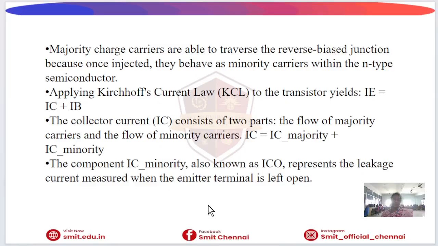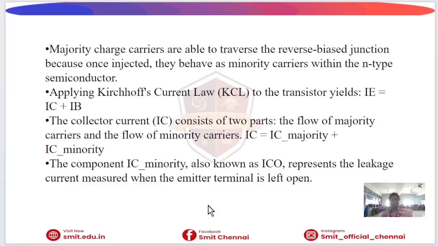So what are all the points we discussed today about the BJT? The transistor has three terminals, that is collector, base, and emitter, and it has two types, NPN and PNP. The base is a thin region and lightly doped, the emitter is heavily doped, and the collector is moderately doped. The current relation is emitter current IE is equal to IC plus IB. It's always used as an amplifier or switch.